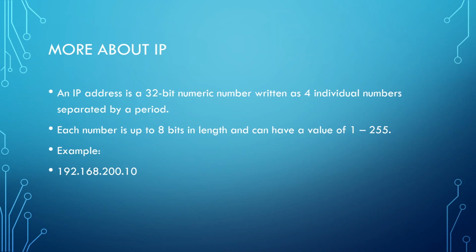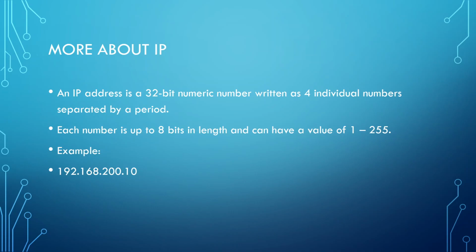192.168.200.10. Now, let's call each of these parts of the IP address octets. For example, 192 is the first octet, 168 is the second octet, 200 is the third octet, and 10 is the fourth octet. The reason they call each part of the IP address an octet is purely because it's 8 bits in length. If you convert this into binary, it'll be 8 bits in length. So each of these octets can have a value between 1 through 255.